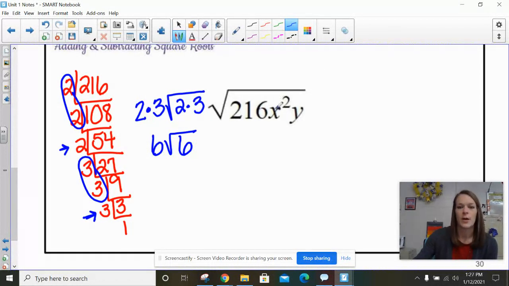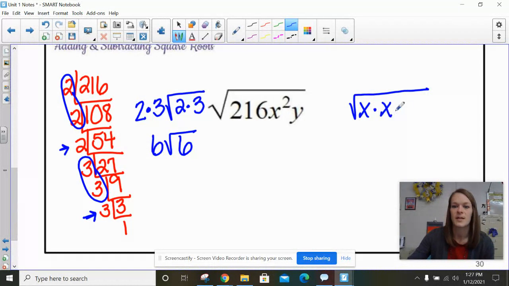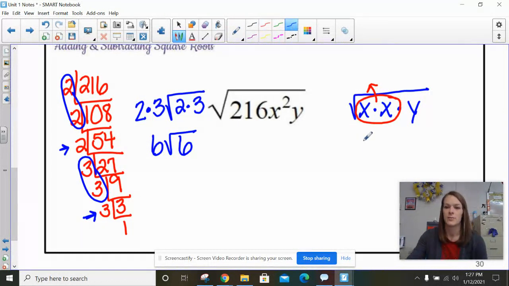Okay, so now I need to do my letters. x squared is just x times x, and then there's just a y. So pairs, I have a pair of x's. Those will come out, and this will be x radical y.